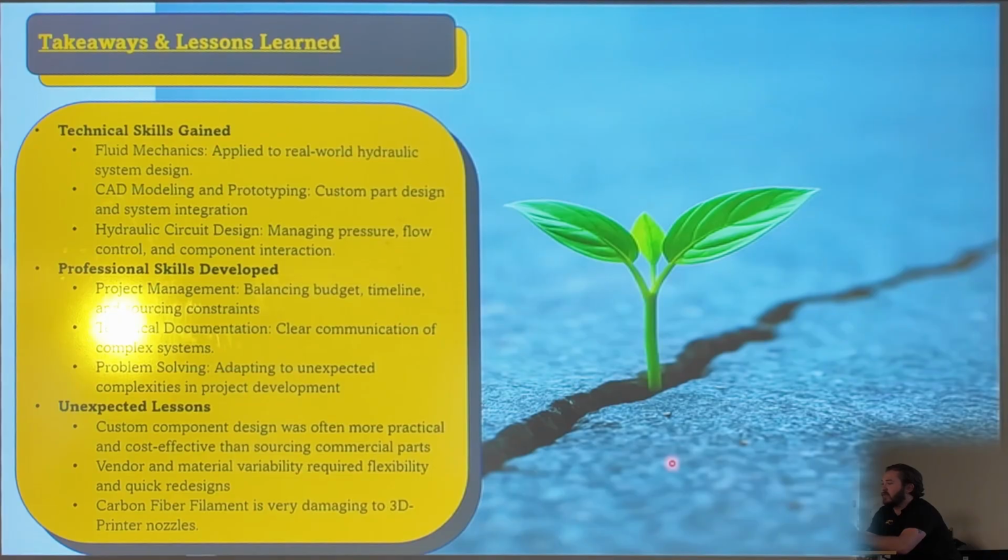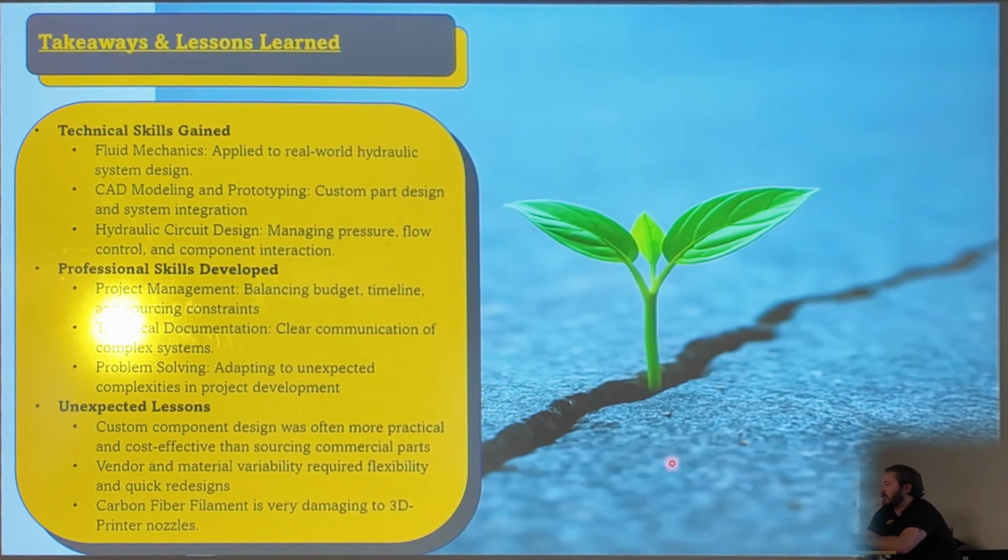I was able to apply real-world hydraulic systems design. I was able to learn more about CAD modeling and prototyping through my custom parts design and system integration. And then my hydraulic circuit design, I learned about managing pressure, flow control, as well as component interaction.